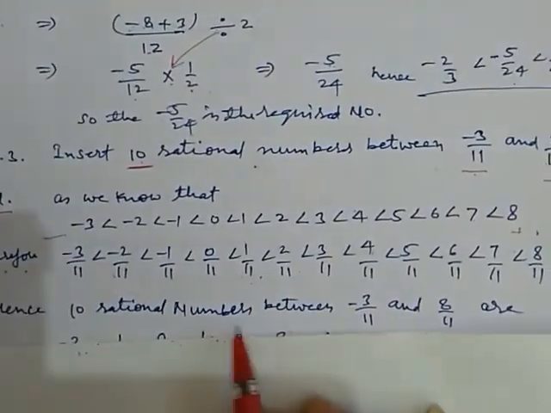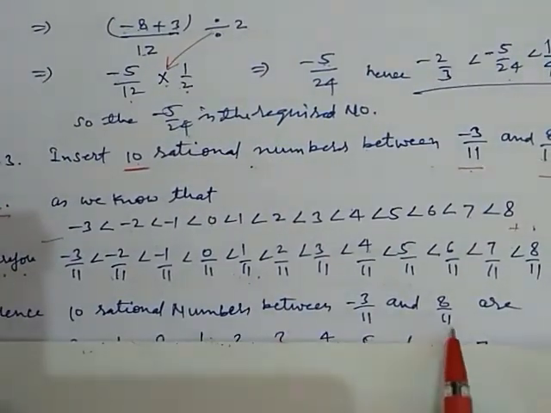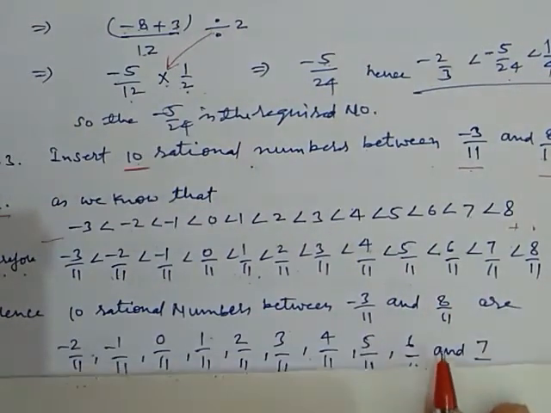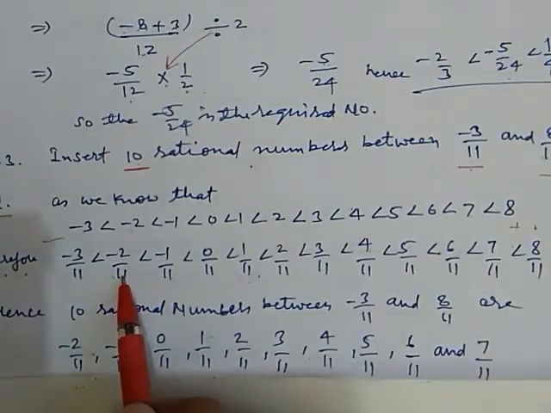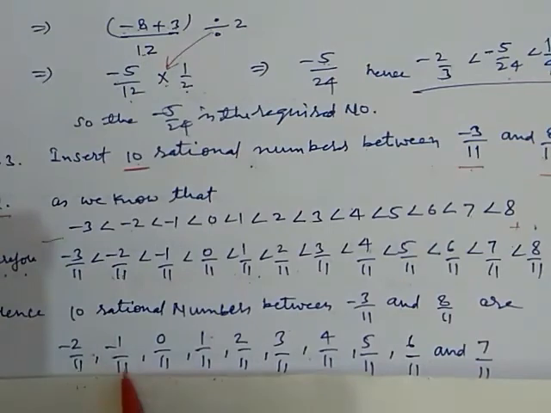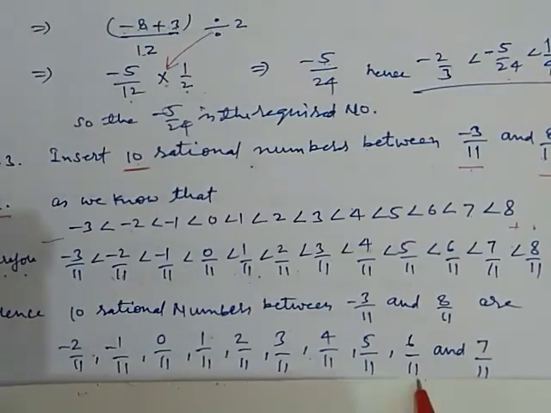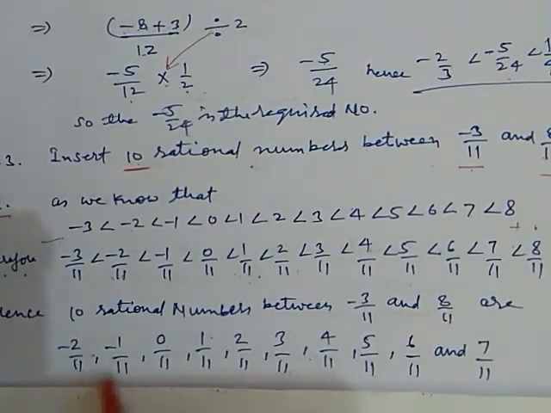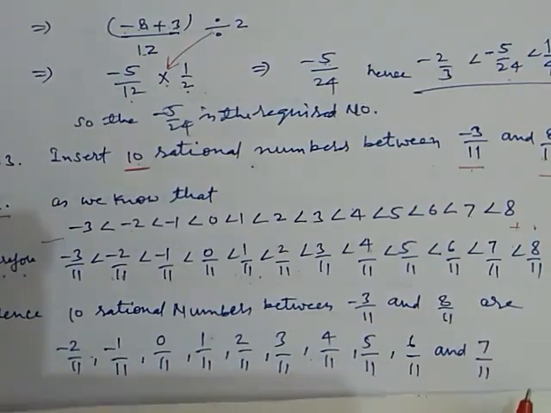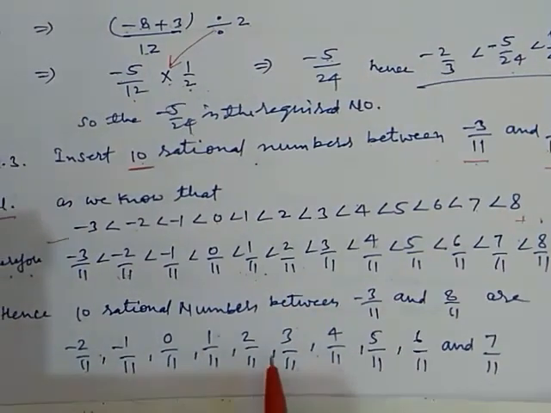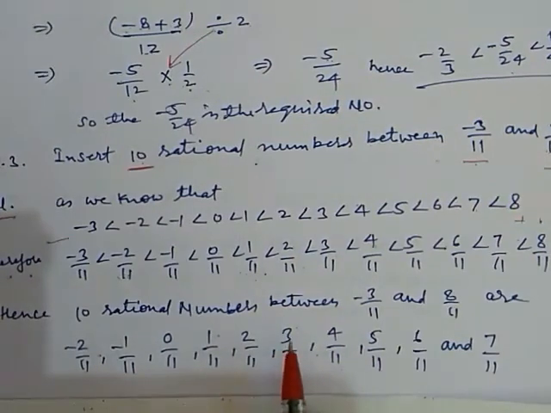Hence the 10 rational numbers between minus 3 by 11 and 8 by 11 are, starting here, minus 2 by 11, minus 1 by 11, 0 by 11, 1 by 11, 2 by 11, 3 by 11, 4 by 11, 5 by 11, 6 by 11 and 7 by 11. They are 10 numbers, 1, 2, 3, 4, 5, 6, 7, 8, 9 and 10. This way we directly get 10 numbers in between them. Okay. Have a nice day.